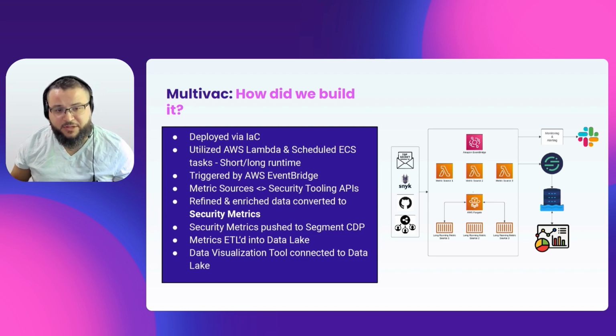So how did we really build it at a very high level? We deployed it via infrastructure as code. We utilized a mixture of AWS Lambda and scheduled ECS tasks, depending on the runtime. These jobs were triggered by AWS EventBridge, and these metric sources would connect to our security tooling APIs, where we then refined and enriched our data and converted them into security metrics. These metrics were then pushed to our Segment CDP, which was then pushed downstream to our data lake, where it was connected to our dashboard visualization tool.